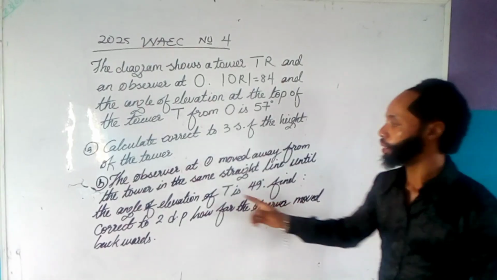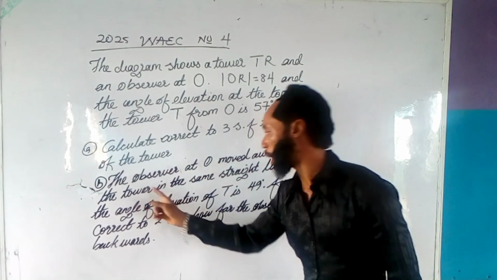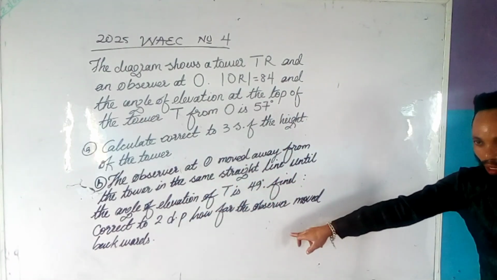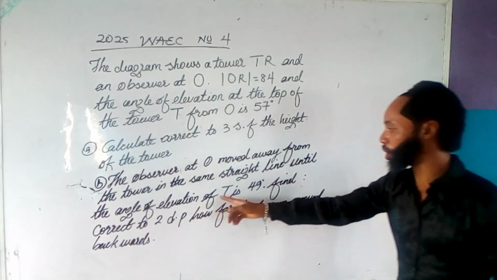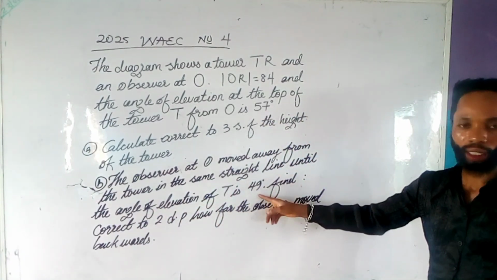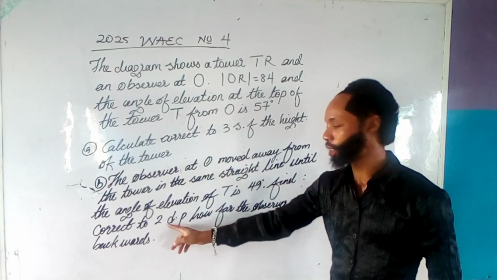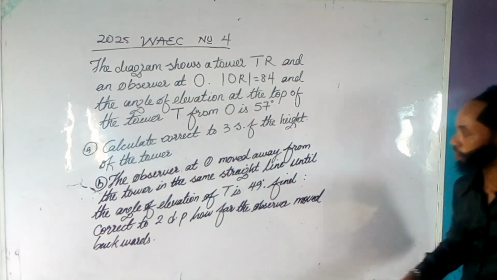And here is the B. The B says that the observer at O moved away from the tower in the same straight line. That means from that same point, it just moved backwards in the same straight line until the angle of elevation of T is 49 degrees. Find, correct to 2 decimal places, how far the observer moved backwards.